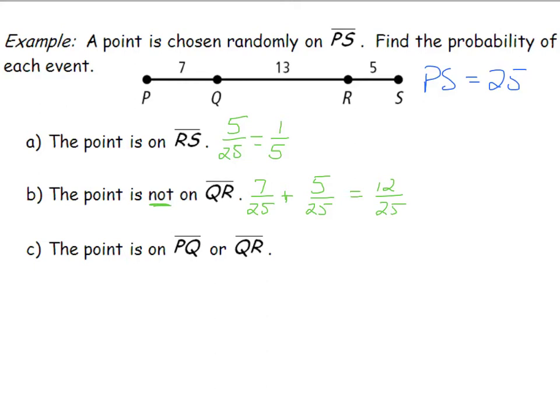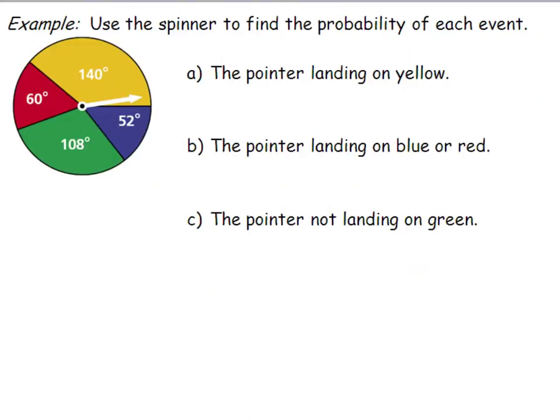So for our last example, we want to take a look at when the point is on PQ or on QR. Now, the probability of it sitting on PQ, we said, would be 7 over 25. And the probability of it sitting on QR, if we take a look specifically at that one, would be 13 over 25. So if I add those two together, we're going to end up getting 20 over 25. And 20 over 25, I can pull a 5 from both. And when I pull a 5 from both, we are left with 4/5.